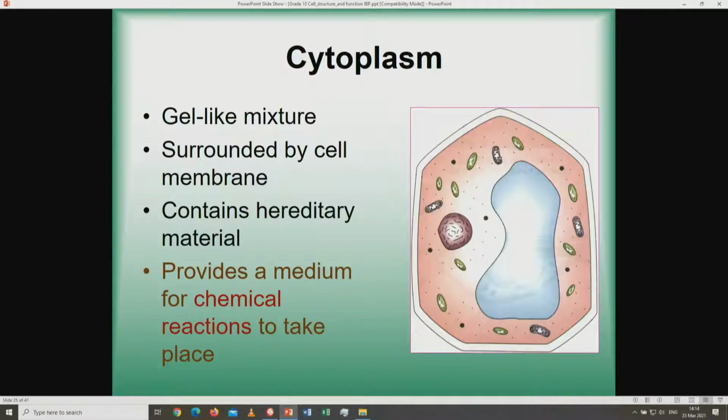Then the cytoplasm. The cytoplasm is a gel-like mixture inside the cell that carries the mitochondria, the vacuole, the nucleus, etc. It's surrounded by the cell membrane, which keeps it intact, and it contains the hereditary material, which means that we can trace our fathers and mothers and our gene line. It also provides a medium for chemical reactions to take place. So it's your liquid where the chemical reactions take place from one part to another.